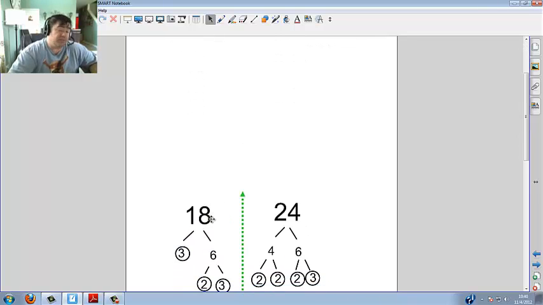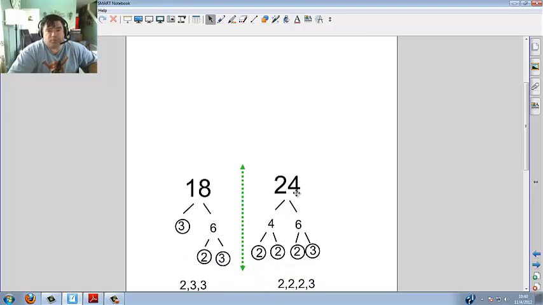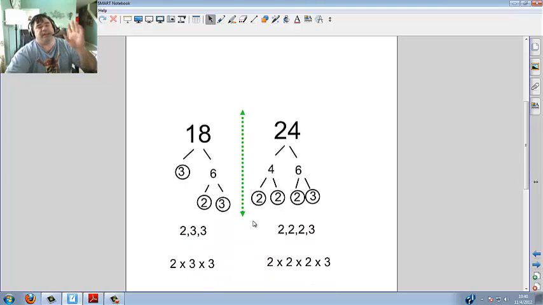18 and 24. 18 breaks down to a 3 and 6. 6 breaks down to a 2 and a 3. 24 breaks down to a 4 and 6, and 4 breaks down to 2 2s, and 6 breaks down to a 2 and 3. Long story short, the 18 has a 2, 3, and 3, and the 24 has a 2, 2, 2, and a 3.